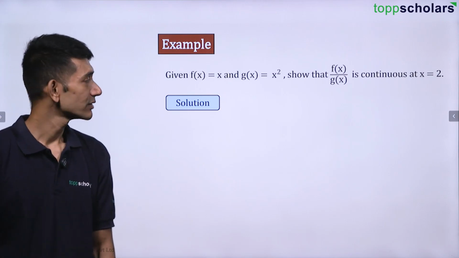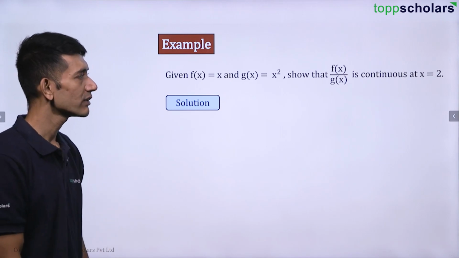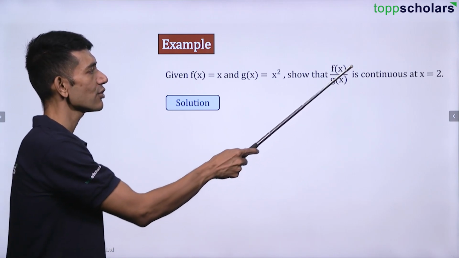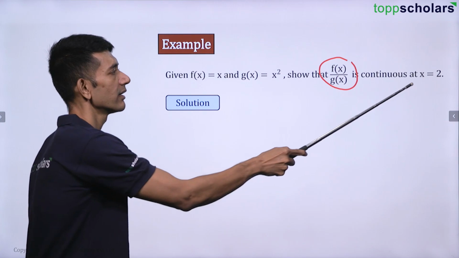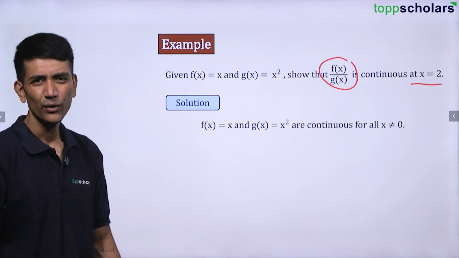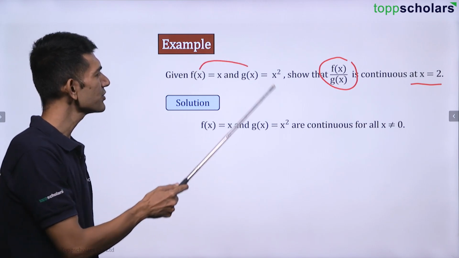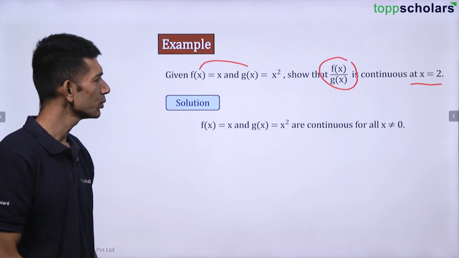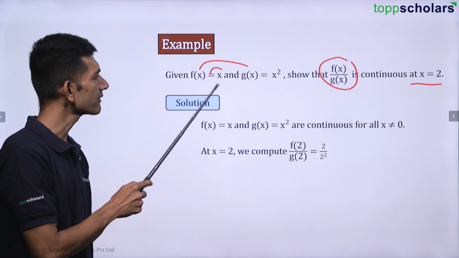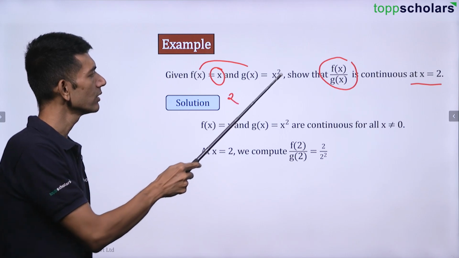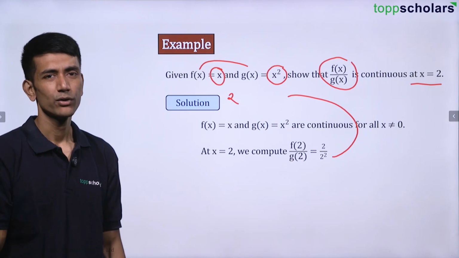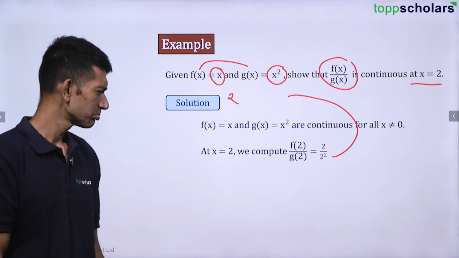Okay. Now rational function. We are supposed to check the continuity of this function, whether f of x by g of x is continuous at x is equal to 2. Same thing we are going to do. We'll do f of x by g of x and find out the value at 2. So f of 2 by g of 2. F of x itself is 2. G of x is x square, that is 2 square. So 2 by 2 square, 1 by 2, correct?